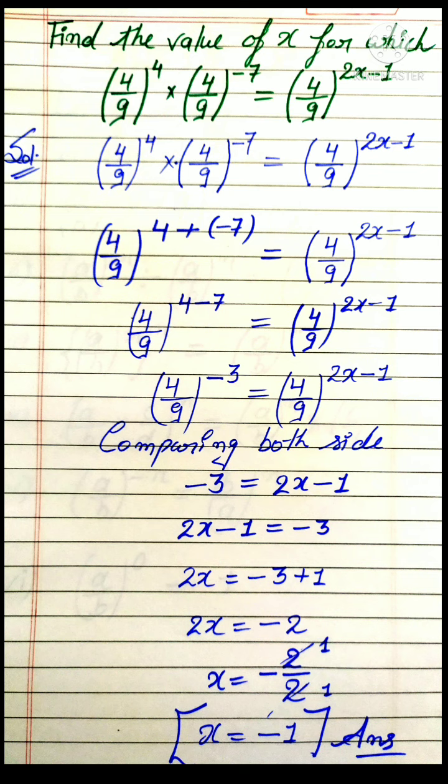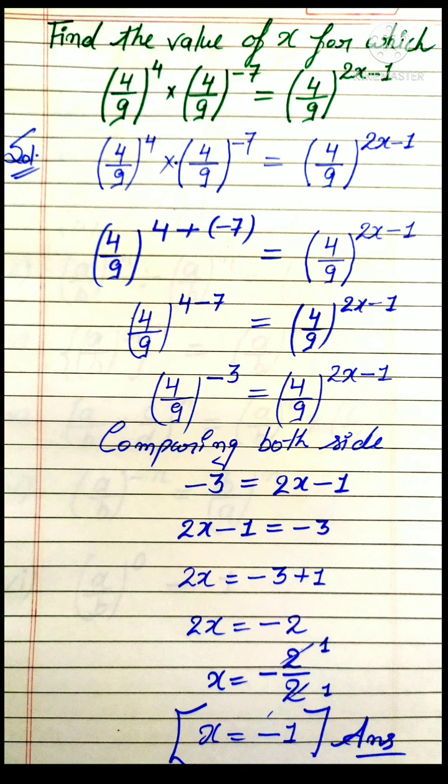It will be 4 upon 9 to the whole power 4 plus, within a bracket, minus 7 equals 4 upon 9 to the whole power 2x minus 1. And then next step, we will simplify 4 upon 9 to the whole power 4 minus 7 equals 4 upon 9 to the whole power 2x minus 1. Now after the subtraction, we will get 4 upon 9 to the whole power minus 3 equals 4 upon 9 to the whole power 2x minus 1.